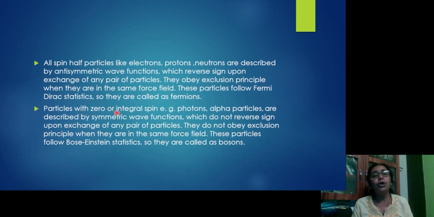Particles with zero or integral spin, like photons and alpha particles, are described by symmetric wave functions, which do not reverse sign upon exchange of any pair of particles, and they do not obey Pauli's exclusion principle when they are in the same force field. These particles follow Bose-Einstein statistics, so they are called bosons. In this fashion, we can see that symmetric and antisymmetric wave functions help us to understand the concept of fermions and bosons.